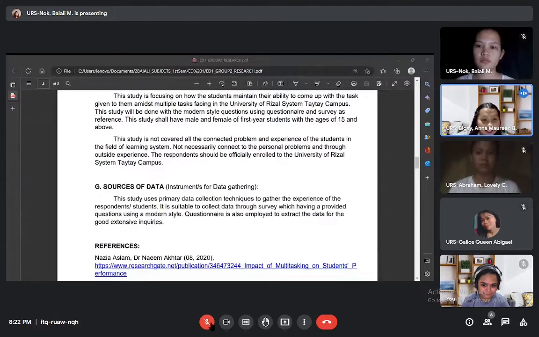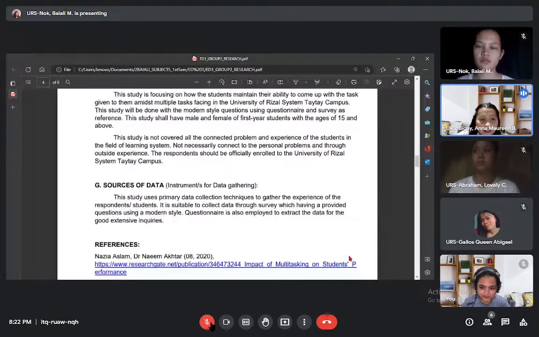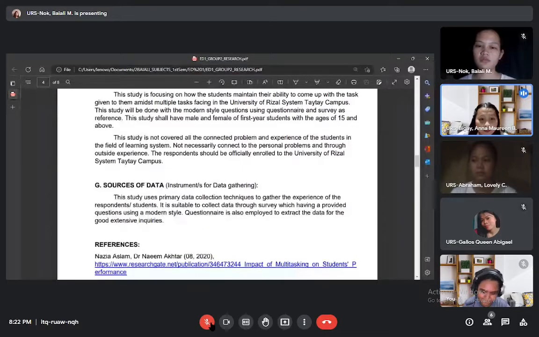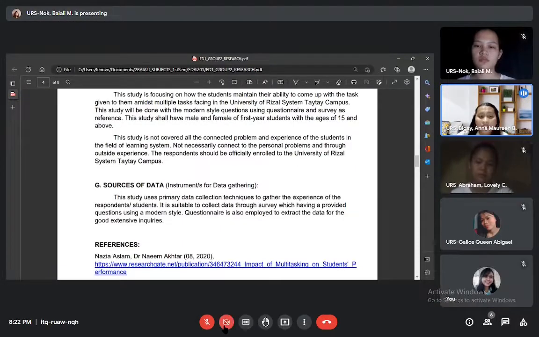Next, source of data. This study uses primary data collection techniques to gather the experience of the respondent students. It is suitable to collect data through survey, which has provided questions using a modern style questionnaire. It is also employed to extract the data for good extensive inquiries. We use the primary data for our research, and also we gather their insight information and experience from our respondents regarding our research. We collected data through our survey provided using a modern style. For our questionnaire, we employed it to extract data based on our respondents who answered in a survey.